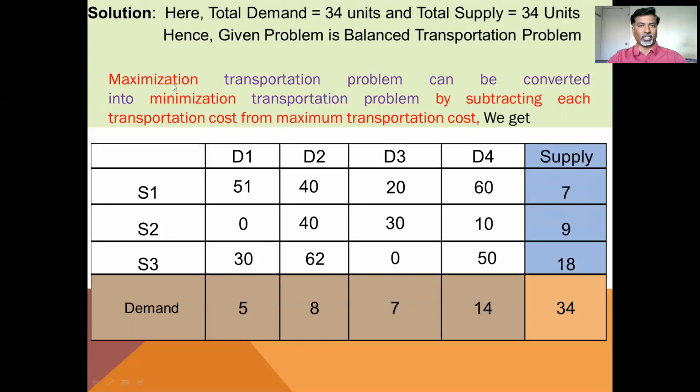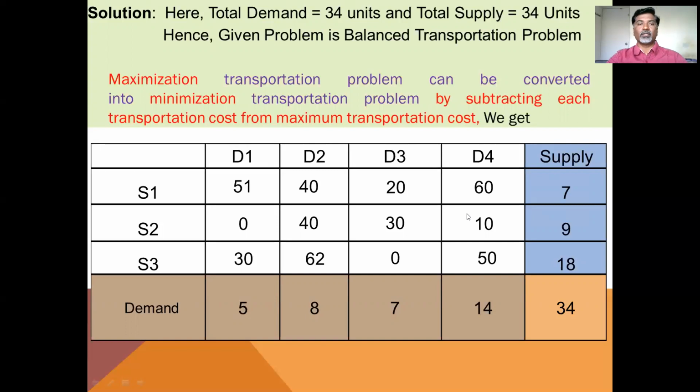For that, what is the procedure? To convert a maximization problem into a minimization problem, you have to subtract each transportation cost from the maximum transportation cost. The maximum transportation cost was 70. So by subtracting all costs from 70, we get this new revised transportation matrix.